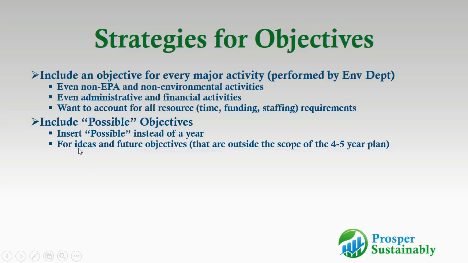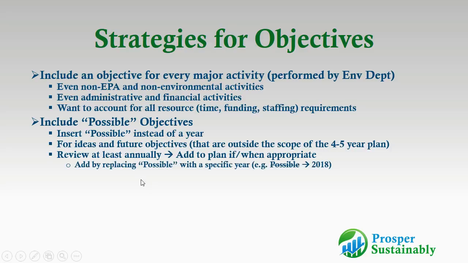So I mentioned, for ideas and also for future objectives. If it's outside the scope of the 4 to 5 year plan, then you can keep it on your radar. Let's say that you know that you want to pursue developing greenhouse gas emissions in 2020, but your plan only runs for 2016 to 2019. Then you have it there as a placeholder so that when your plan does get changed to cover 2017 to 2020, you can change that from a possible activity to an activity to be conducted in 2020. And as I mentioned, you can review these annually and add them to the plan if and when appropriate.